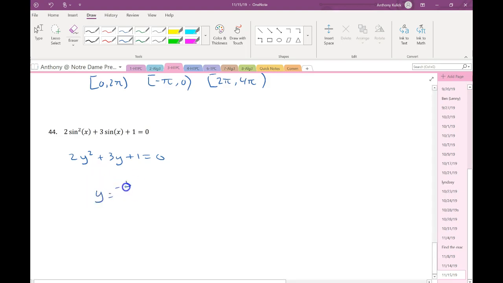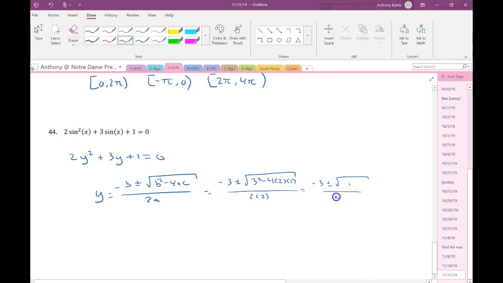So we'd say y equals negative b plus or minus the square root of b squared minus 4ac, all over 2a. So we have negative 3 plus or minus the square root of 3 squared minus 4 times 2 times 1, all over 2 times 2. So that's negative 3 plus or minus the square root of 1, over 4. The square root of 1 is 1, so I'm either going to get negative 4 over 4, or negative 1, or I'm going to get negative 2 over 4, or negative 1/2. So y equals negative 1 or y equals negative 1/2.